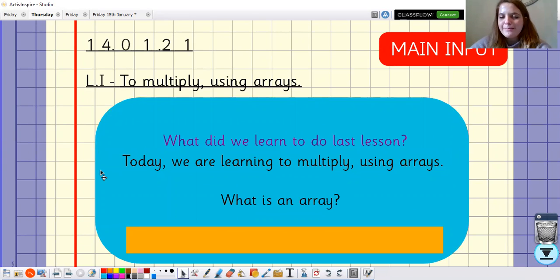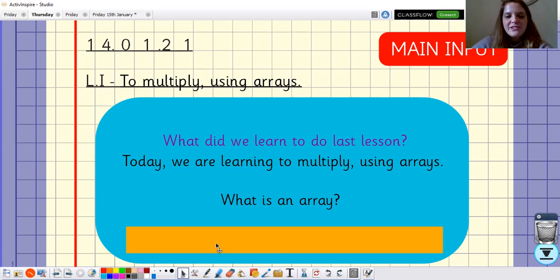Okay, so our learning for today then. We're going to be learning to multiply using arrays. Now, we did look at arrays before the Christmas break, only very, very briefly though. So I wonder if you can remember what an array is. Take some time now just to pause the video and have a think. What is an array?